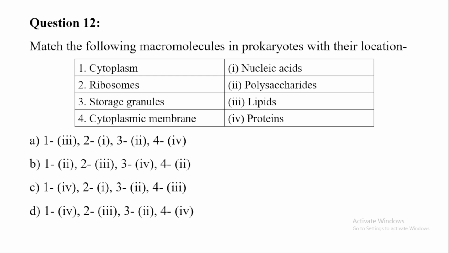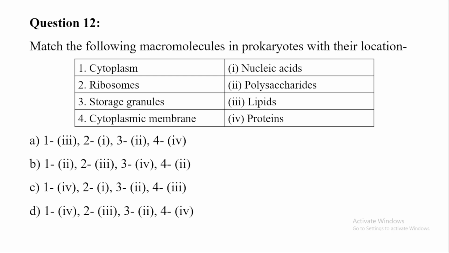Okay, so question number 12. Match the following macromolecules in prokaryotes with their location. You have four macromolecules on the right hand side: nucleic acid, polysaccharides, lipids and proteins, and you have different locations given on the left hand side: cytoplasm, ribosomes, storage granules and cytoplasmic membranes. So you have to tell which macromolecule is present at which location.